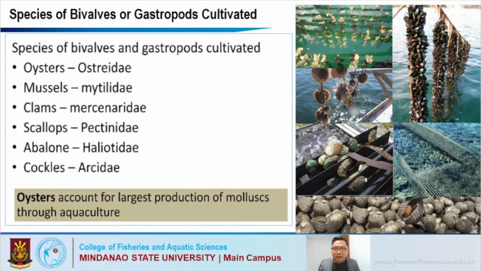I hope you are all familiar with the oysters, mussels, clams, scallops, abalone, cockles. No? Oysters are basically this one, mussels are this one, and scallops or clams are this, and this is abalone, and this is the giant clam, and these are cockles. Right, so those are the common species of bivalves and gastropods being cultivated in the Philippines.